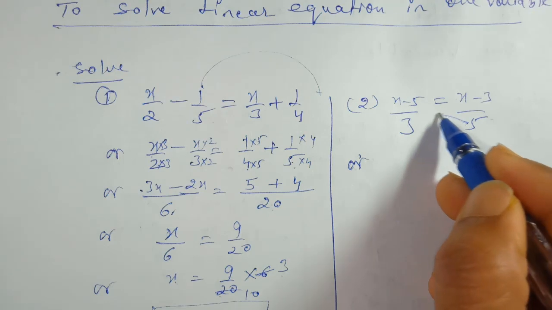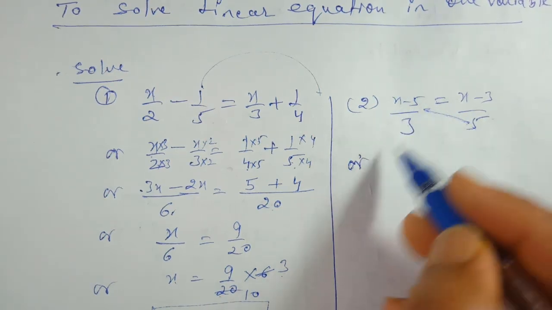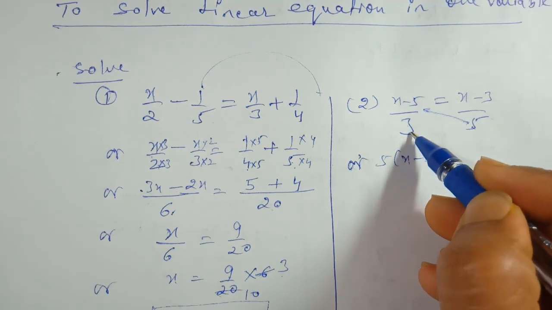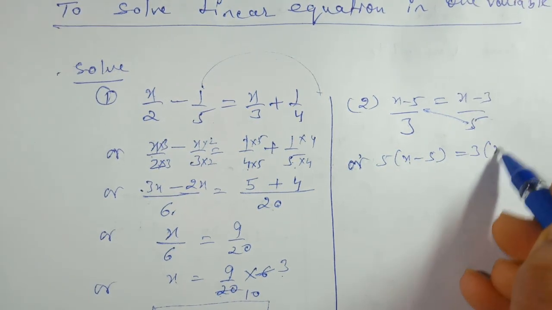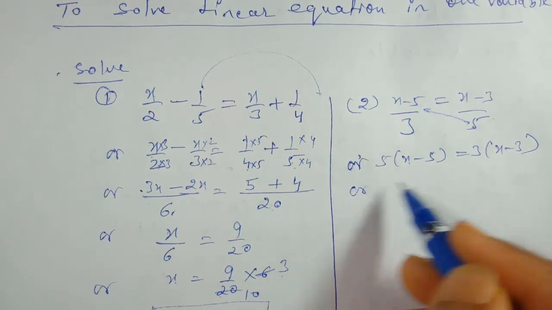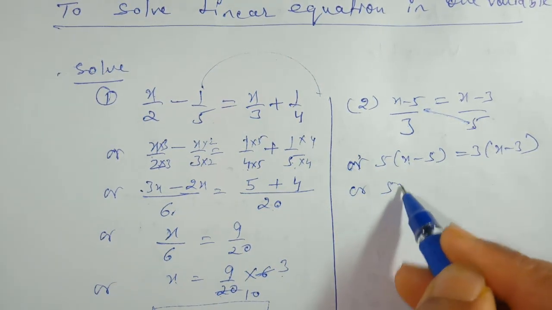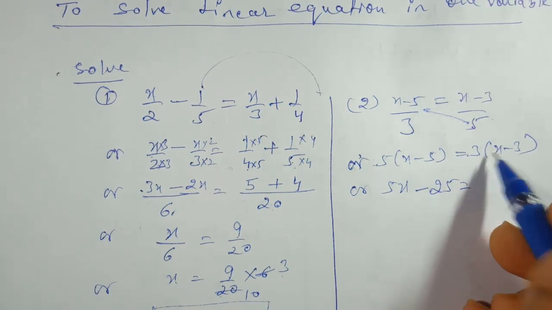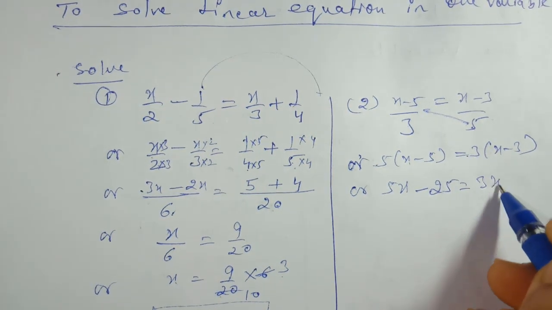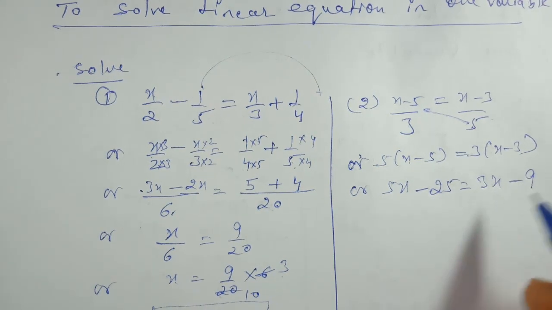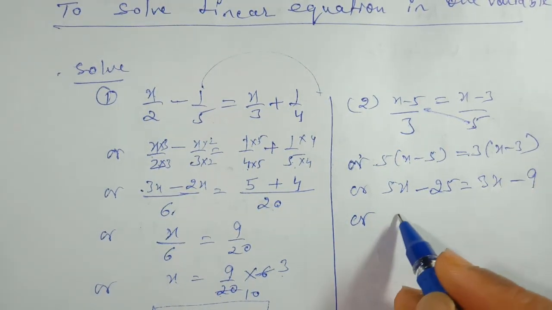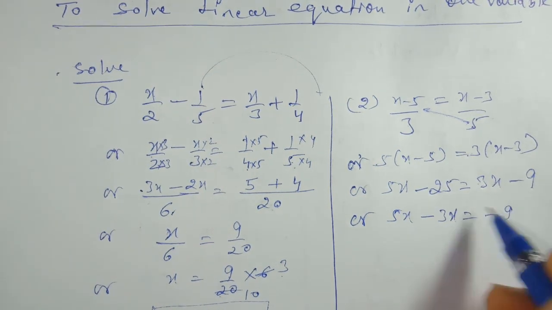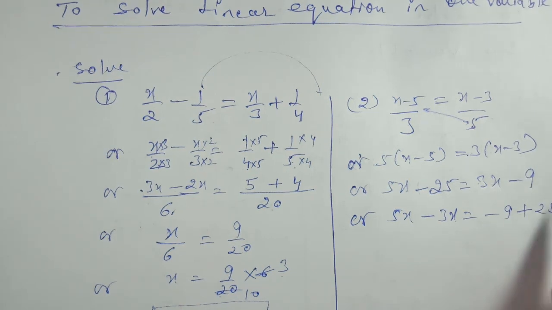We have to multiply this 5 on the left hand side, because it is in division over here, and this 3 on the right hand side. 5 times (x minus 5) equals 3 times (x minus 3). Now open the bracket, multiplying the terms: this will give 5x plus minus minus 5 5s are 25, plus 3 into x, 3x plus minus minus 3 3s are 9. Now take the variable terms on one side: plus will change into minus, 3x minus 9. This will move with plus 25.